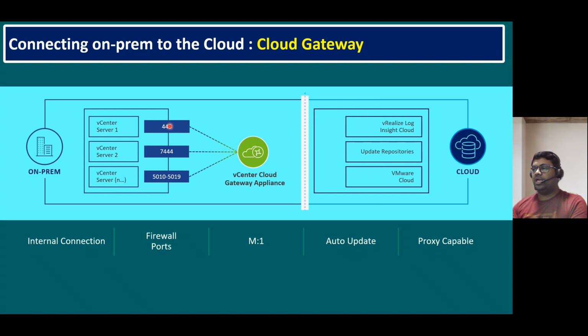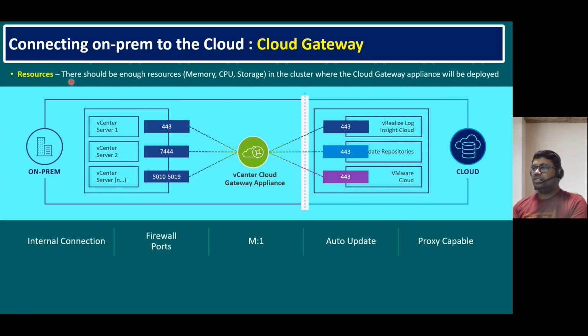Once the ports are opened, we'll have access to the VMware Cloud portal, the public portal access, and for that public portal, the commonly used port is 443. With these ports open only, we are able to connect our on-premises vCenters from on-prem to the public cloud, which is VMware Cloud.